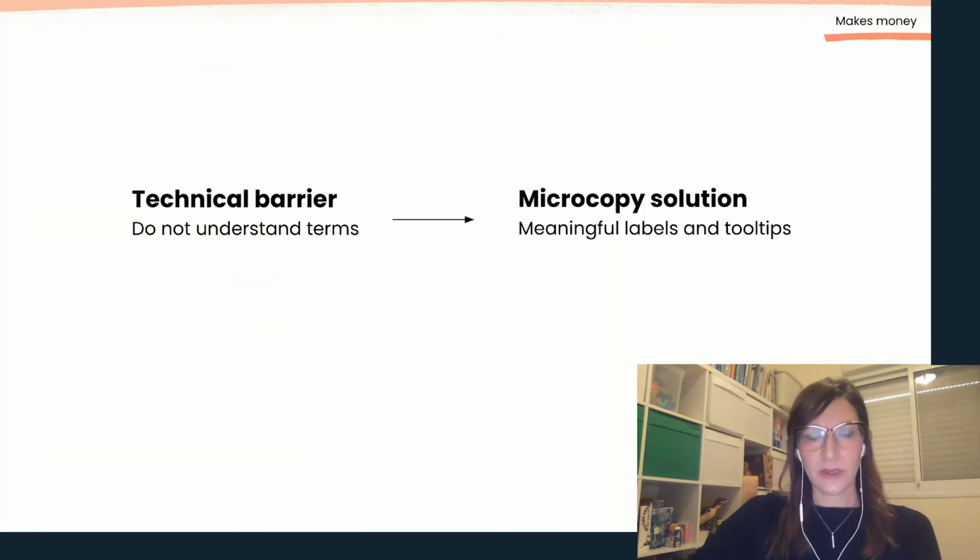details. The technical barrier was that they simply didn't understand the terms. And the microcopy solution was to add meaningful labels and tooltips, and of course to take away where we need to take away, to add where we need to add, and to tweak where we need to tweak to get the user through this really critical touch point when it comes to our revenue.